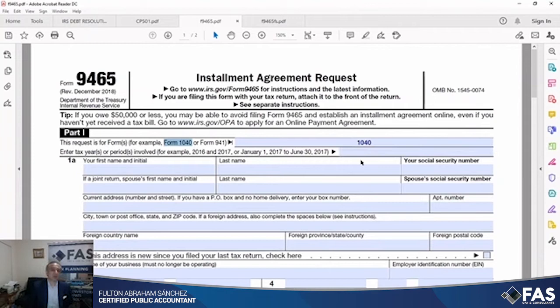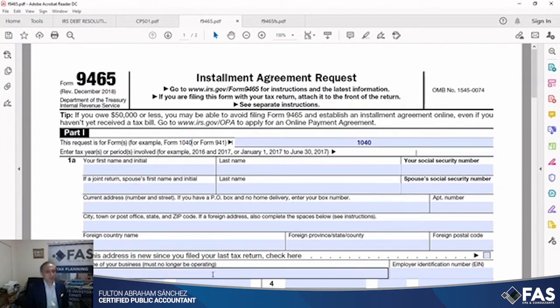This installment agreement is useful for individuals when they owe taxes to the IRS. For businesses, we will do a separate series. This particular seminar is designed for individuals when they owe money to the IRS and they plan to use the option of an installment agreement.